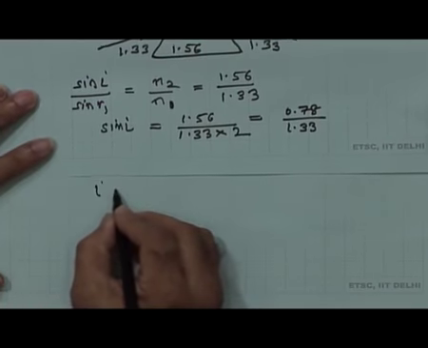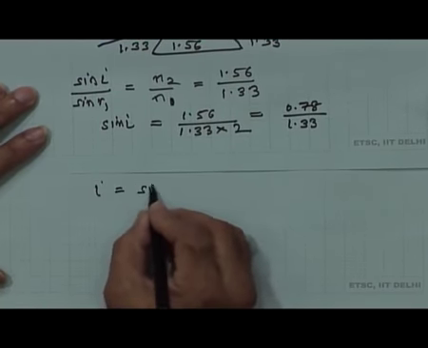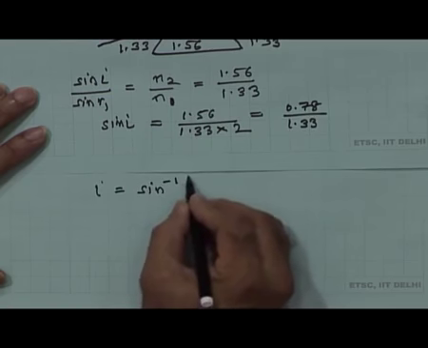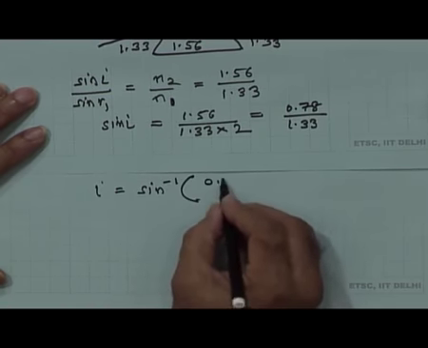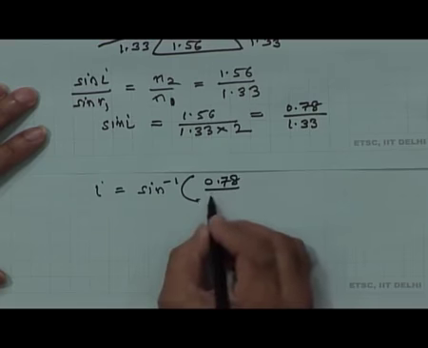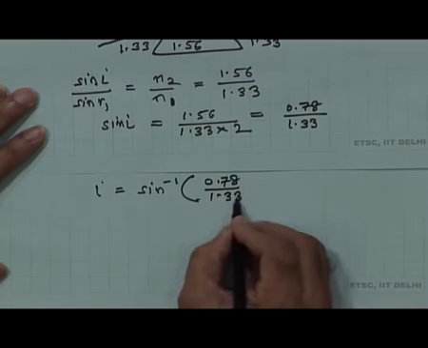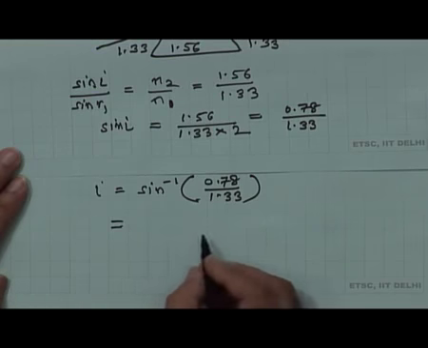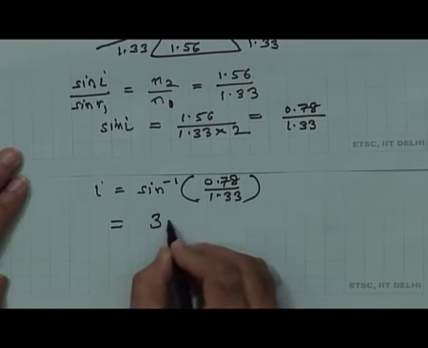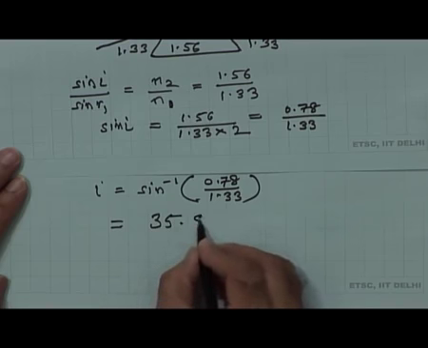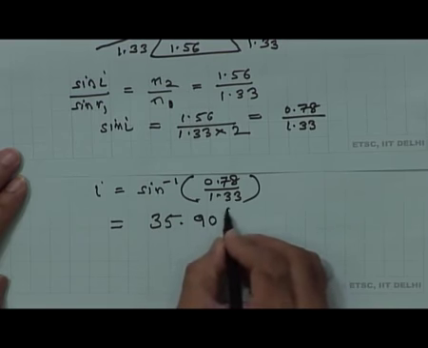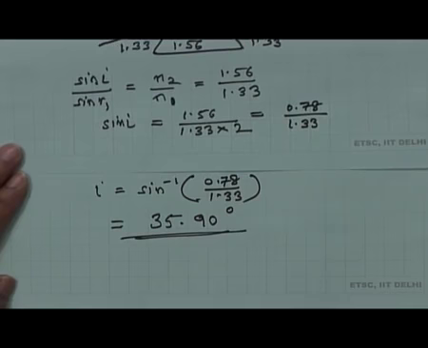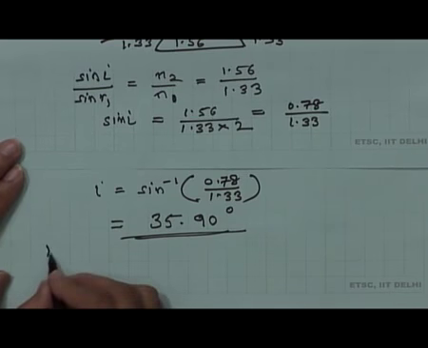So, I is equal to sine inverse of 0.78 by 1.33. If we use a calculator, we can find this out as 35.90 degrees. So, now the angle has reduced to 35.90 degrees. Therefore, the angle of minimum deviation.